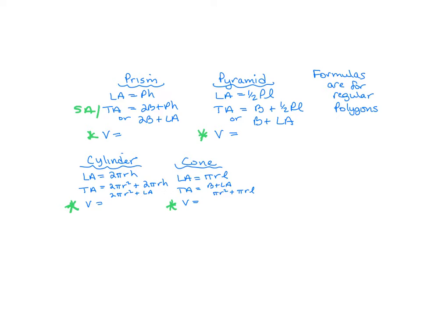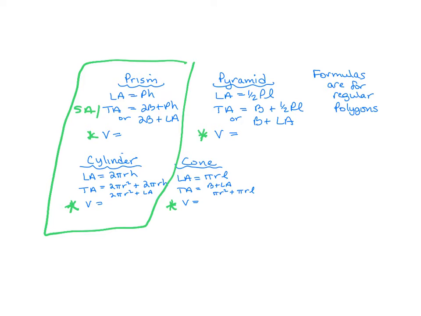What's coming up are the 4 volume formulas. So tonight's homework, you're going to be doing prisms and cylinders, and then the next time it's going to be pyramids and cones. The reason why, when we do volume, if you think about it, the prism and the cylinder both have the same type of base. The only difference is the cylinder base is a circle. So this is what's coming up.